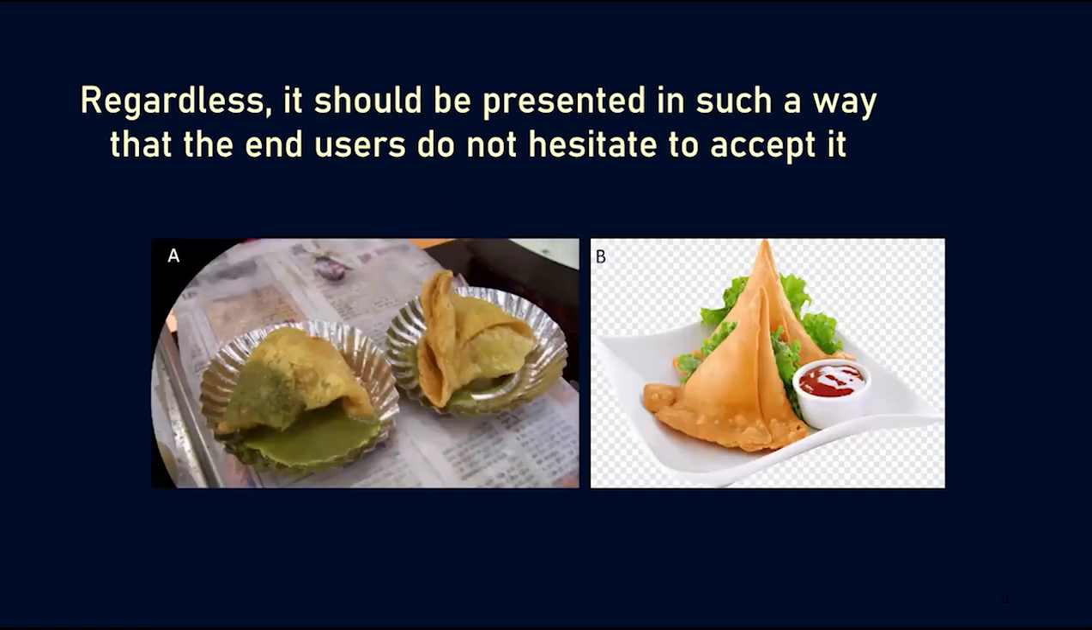Let's take this example. Picture A shows two plates of samosas in a roadside hotel, whereas picture B shows the samosas presented in a high-end hotel. The taste of the samosas may be similar, or maybe the samosas of picture B may be less tasty compared to the samosas in picture A, but we obviously would like to choose picture B because it is presented well. Same thing applies in data visualization in research.